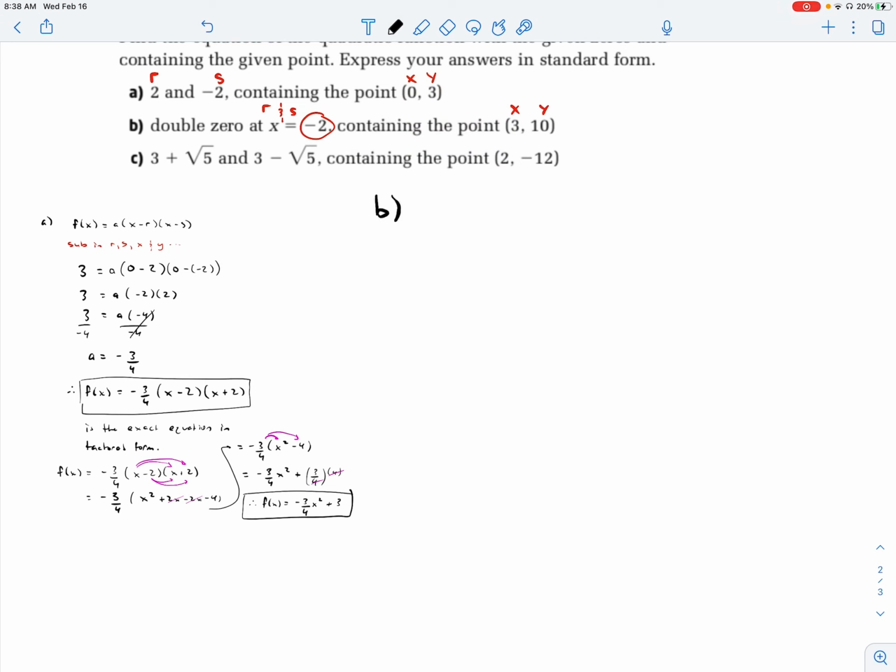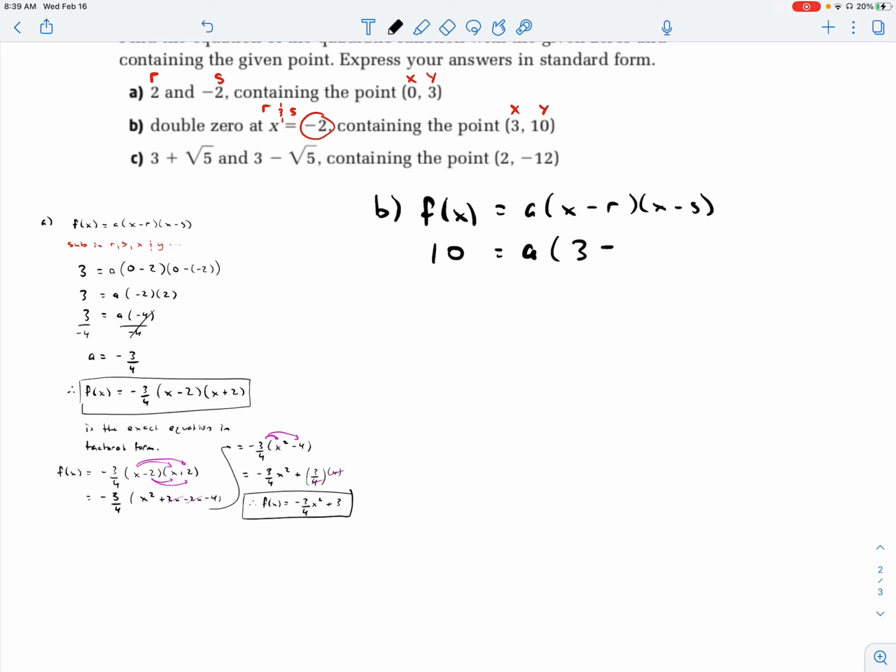Let's start right here with our general factored form. Our goal is to figure out what a is, to make this equation unique to the family. So we're going to plug everything we know in. We can plug in 10 for y, and x is 3, so we'll plug in 3.